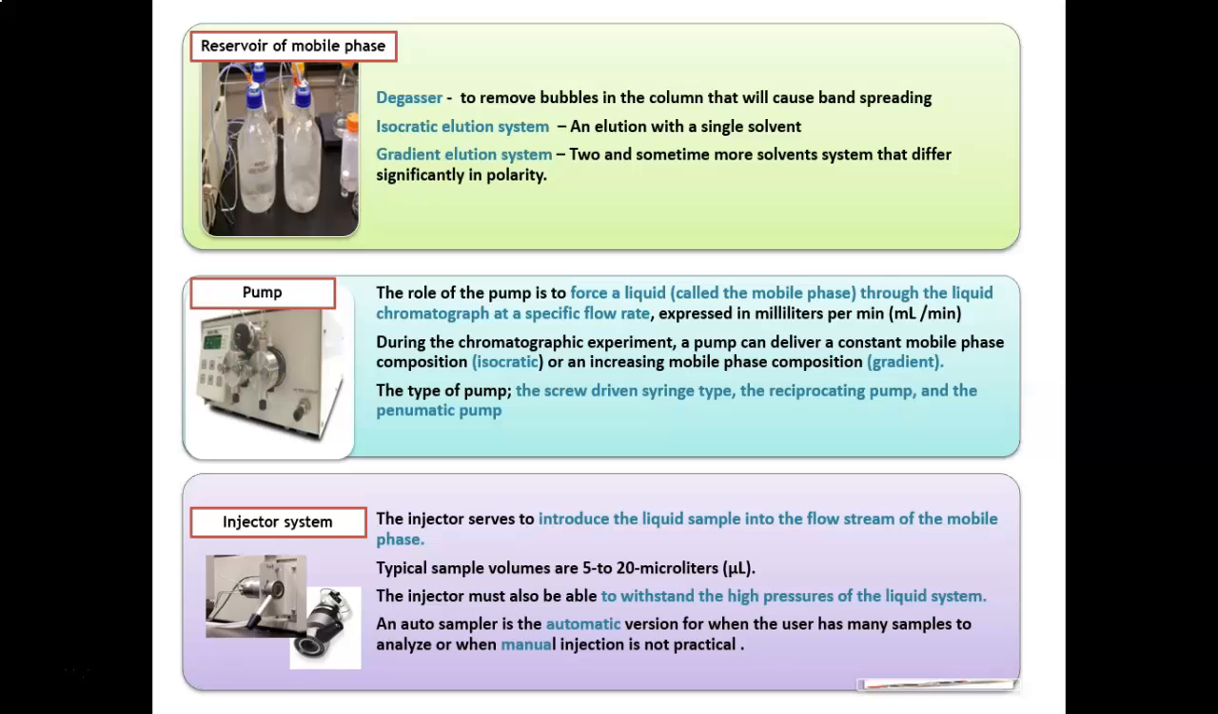While for the injector system, which is the part where you inject the sample, it serves to introduce the liquid sample into the flow stream of the mobile phase by using a microsyringe needle and typical sample volume of 5 to 20 microliters only. And the injector must also be able to withstand the high pressure of the liquid system. And autosampler is the automatic version for when the user has many samples to analyze or when manual injection is not practical.